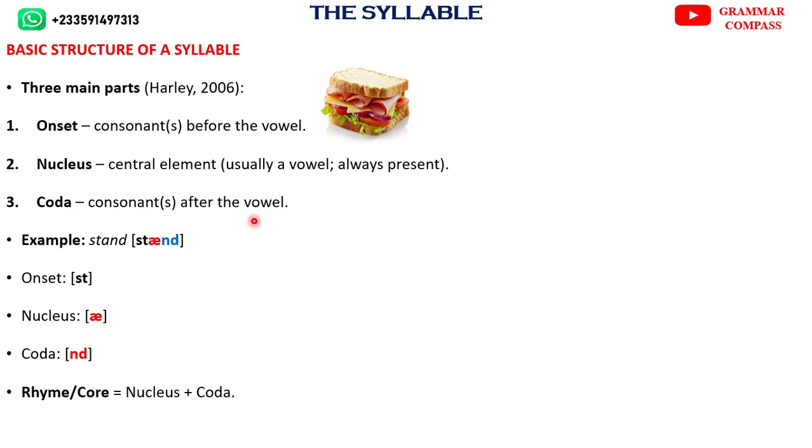So these are the three parts of a syllable. First of all, the syllable contains an onset. Then it has a nucleus and a coda. But the nucleus and the coda both serve as the rhyme of the syllable.